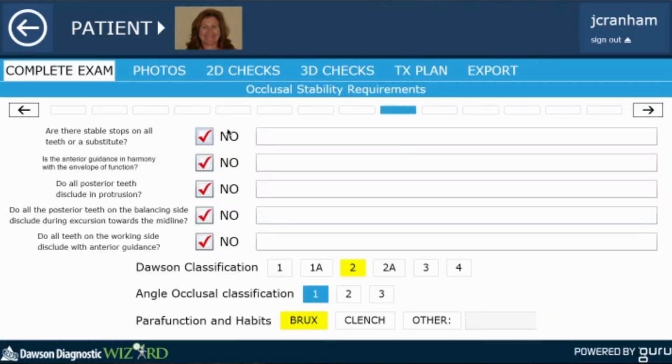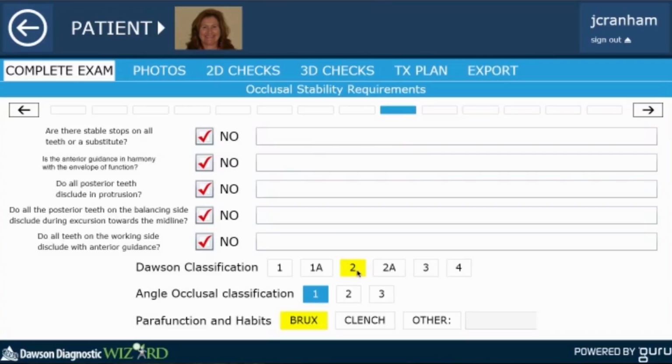We looked at her occlusion, and we'll look at the cast here in a second, but in her mouth she had really poor stops, no guidance. She had no disclusion and protrusion, slight rubbing of the back teeth, large balancing interferences, and some working interferences as well. We'll also note that she was really hitting pretty hard on the left side where it was bothersome.